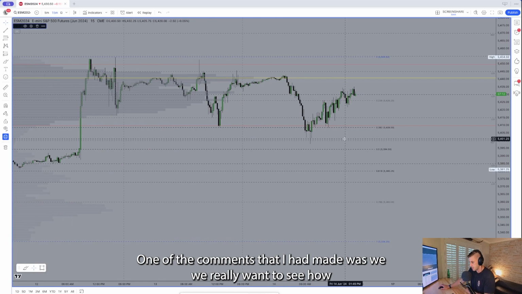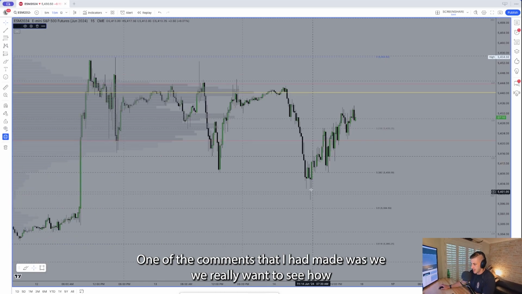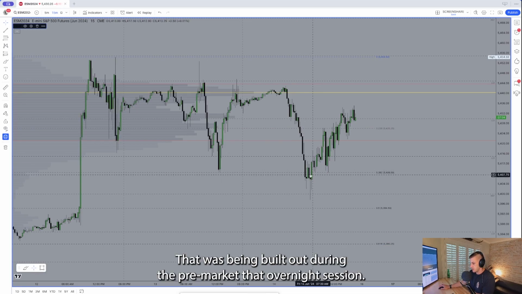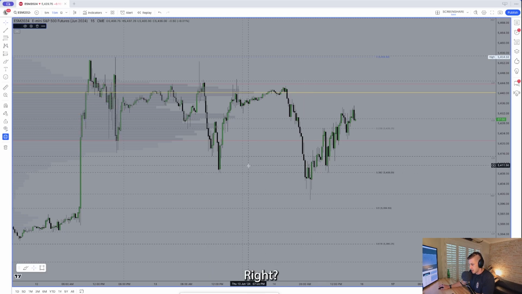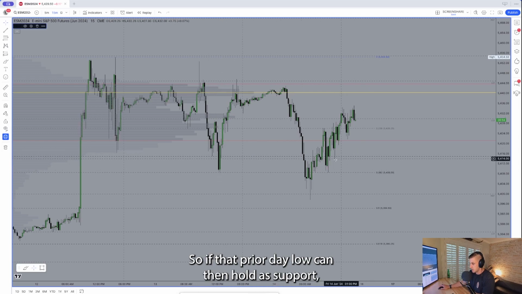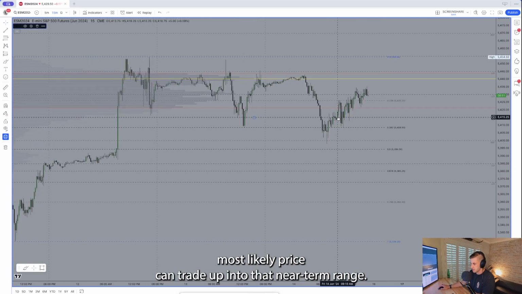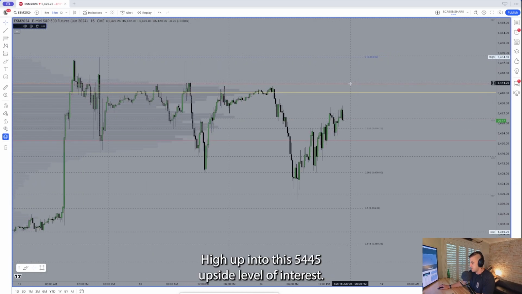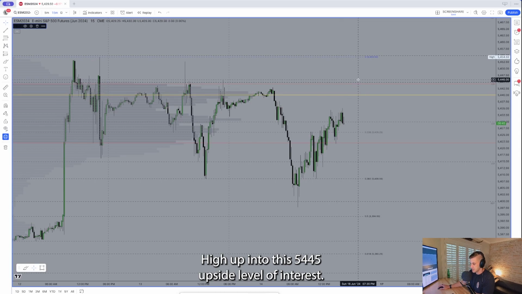One of the comments that I had made was we really want to see how price responds to this area of support right through here that was being built out during the pre-market, that overnight session. Right. So you have kind of an undercut of the prior day low right through here. So if that prior day low can then hold as support, most likely price can trade up into that near-term range high, up into this 54.45 upside level of interest.